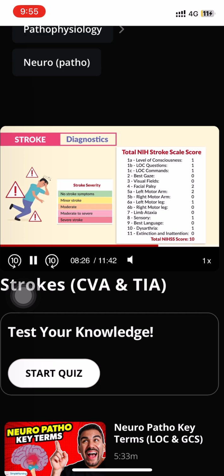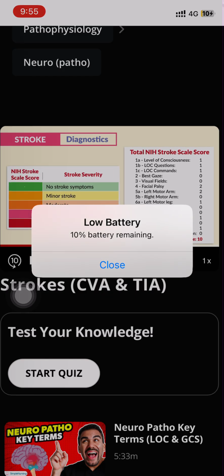the prognosis. Now you're probably asking yourself, what's a good score versus a bad score? Well, it's funny you ask, because 0, we have no stroke symptoms, 1 to 4 is minor stroke symptoms. Now 5 to 15 is moderate, 16 to 20 is moderate to severe, and anywhere between 21 and 42, which is the max score, is a severe stroke.